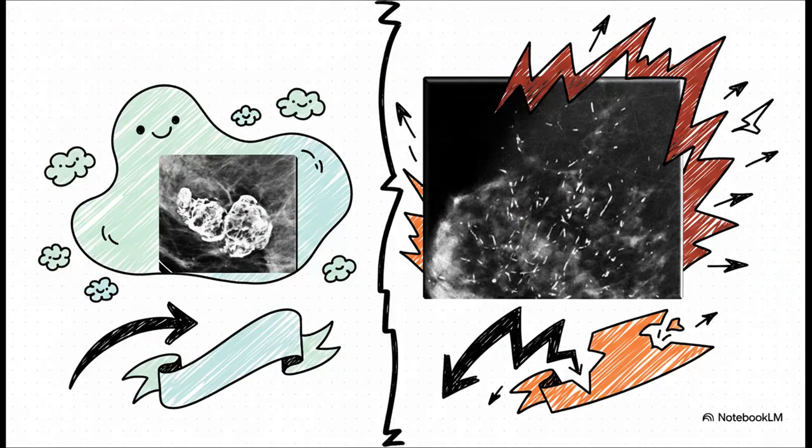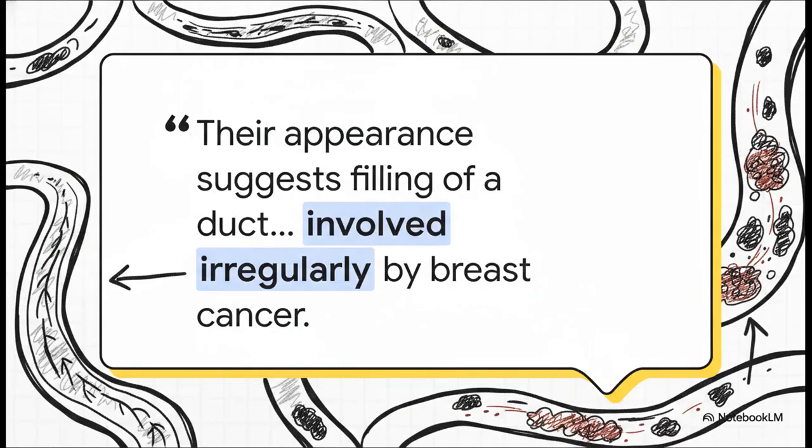And when you see them side by side like this, wow, the difference is just night and day. On the left, you've got these classic, benign, popcorn-like calcifications. Totally harmless. But on the right, those are the suspicious, fine linear branching ones we were just talking about. The picture really says it all. So why are those tiny lines so worrying?